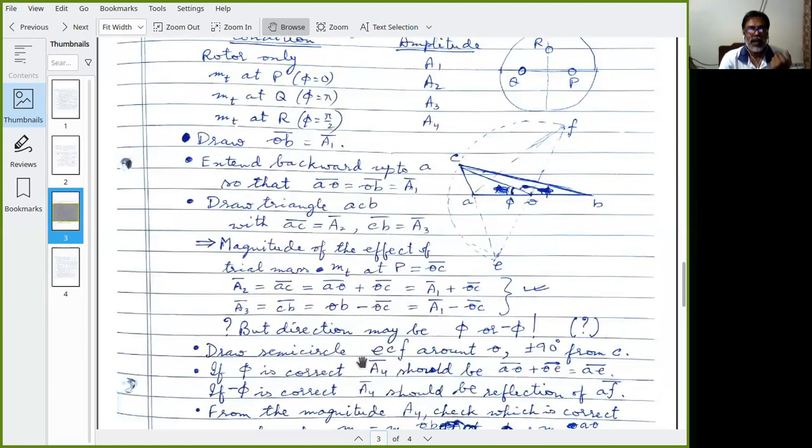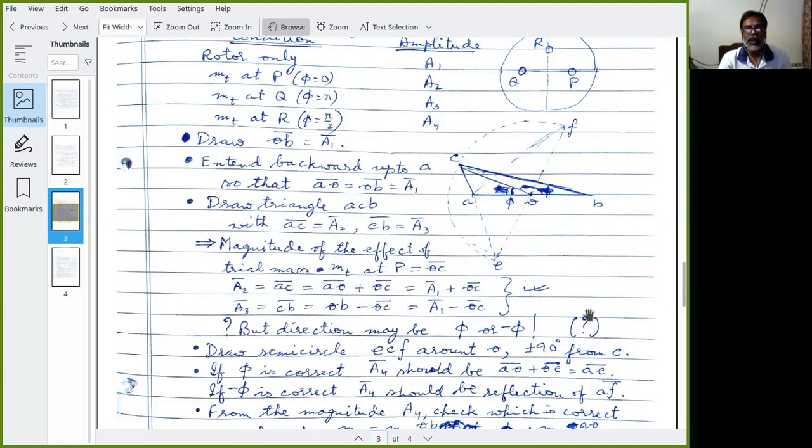So the magnitude is found correctly. The magnitude of the effect of the trial mass will be OC, which you can find out easily, either from the construction or from the calculation. So MT times OA by OC, you have got the balancing mass here. The direction by which you have to turn, phi, can be the other, minus. So which one, you don't know.